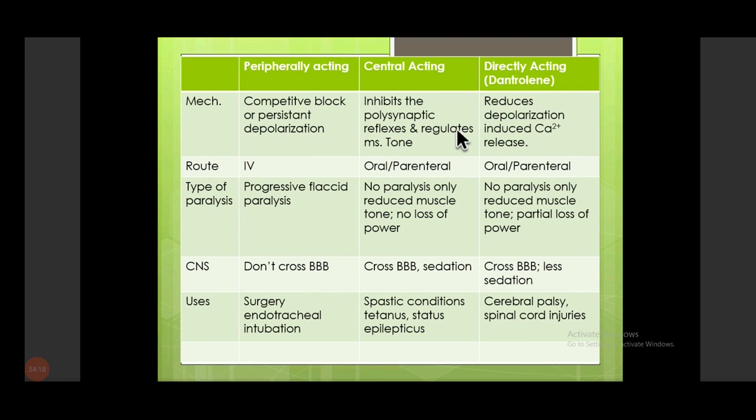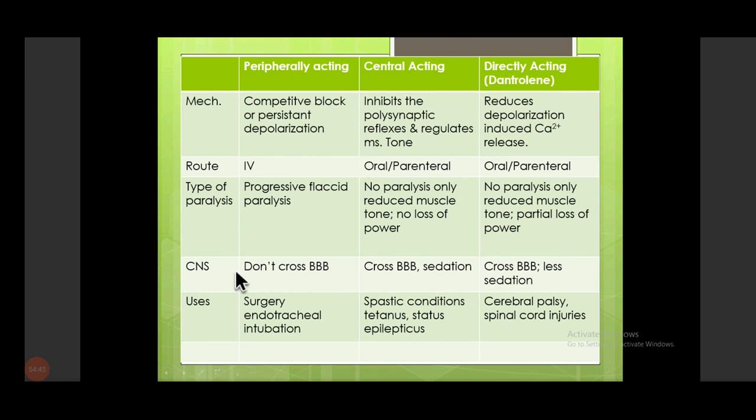Types of paralysis: progressive flaccid paralysis, we've understood, with reduced muscle tone but no loss of power. There is no loss of power in the case of centrally acting drugs. Partial power paralysis only happens with the peripherally acting agents, as opposed to the directly acting ones. CNS.